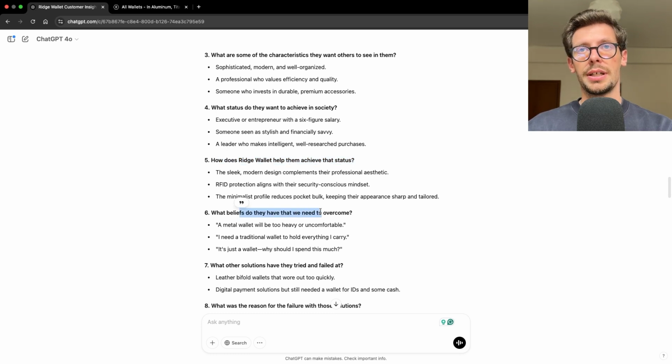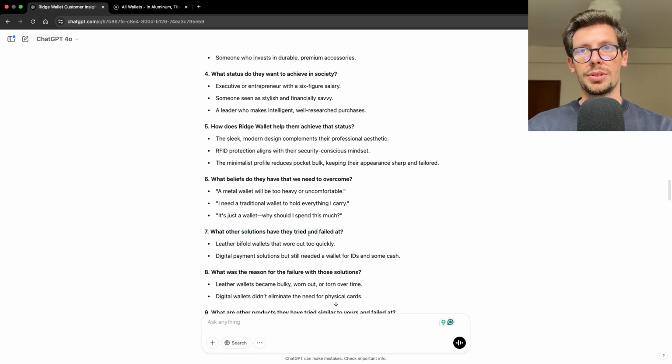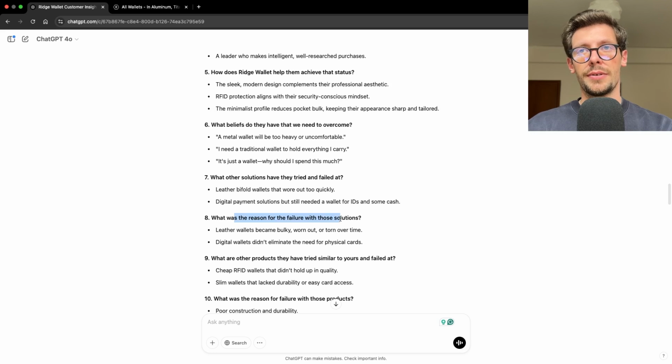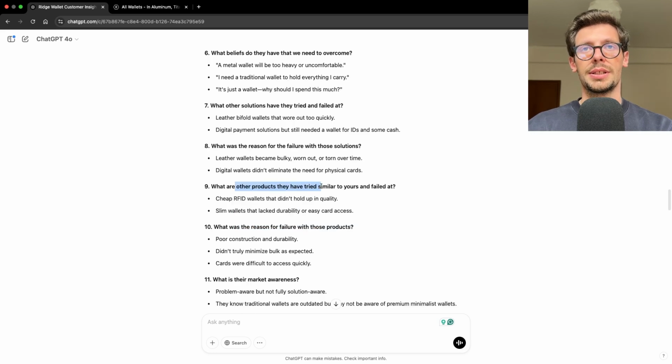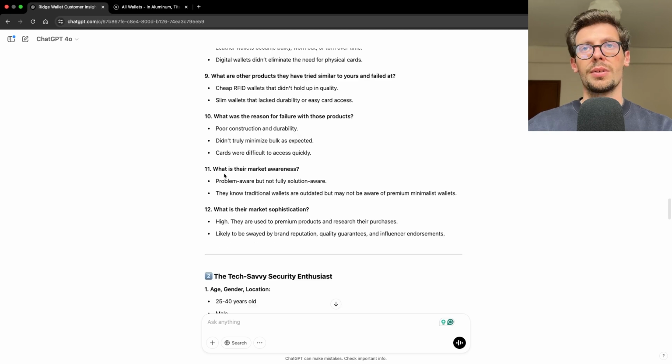What beliefs do they have that we need to overcome? What other solutions did they try? What was the reason for the failure of those solutions? What are other products that they have tried similar to yours and failed? What's the reason for failure with those products? What's their market awareness? This is very important for the communication: problem aware but not fully solution aware. So we know how to align our messaging with them.